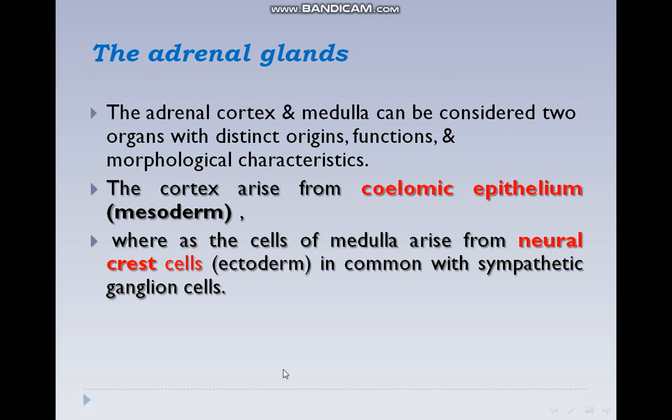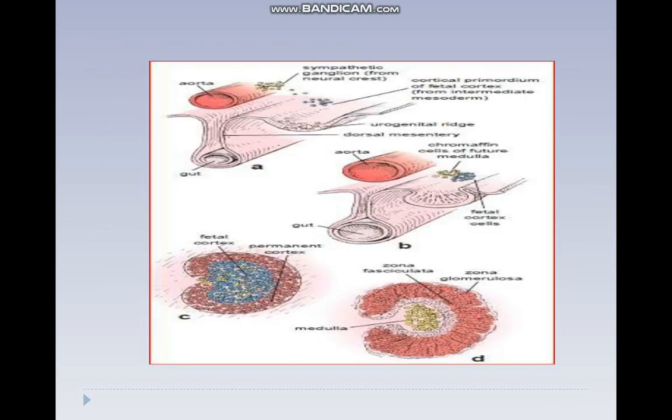In biological origin, the cortex and the medulla are derived from two distinct origins, and they differ in their histological structure, their function, and the hormones they produce. So they are considered as two organs united to form a single adrenal gland. The cortex arises from coelomic epithelium, so it is mesodermal in origin, while the medulla arises from neural crest cells, which are ectodermal in origin, common with the sympathetic ganglionic cells.